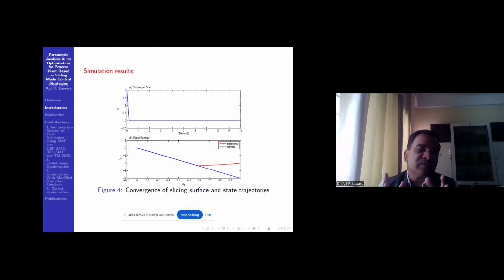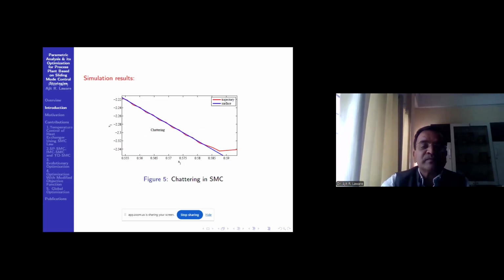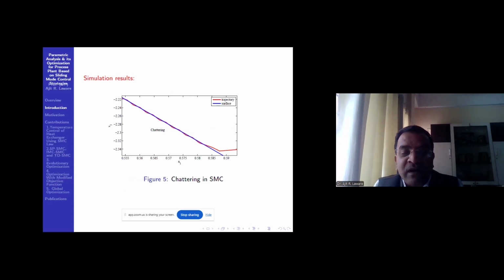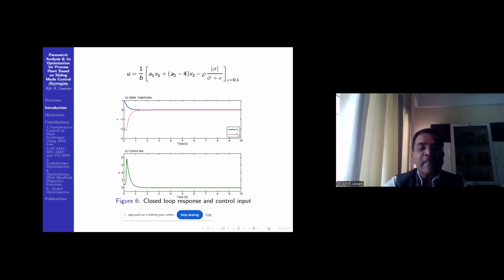So this classical SMC always gives you chattering, and this is the nature of the trend of the sliding surface. And this is the phase plot of x1 versus x2. Then this is the chattering in the SMC. Now this is about the conventional discontinuous control, like K sgn of S(t), meaning a switching gain and the sgn of the sliding surface function. That is the classical SMC.